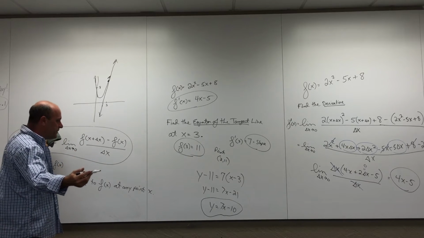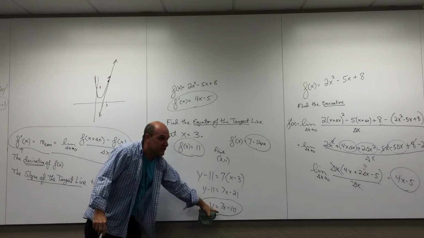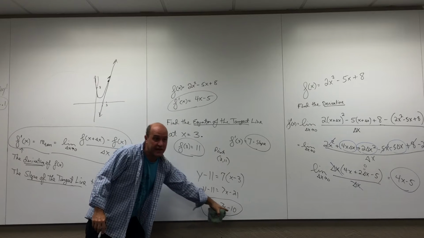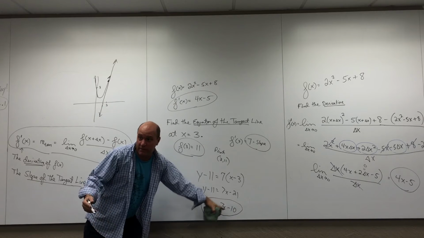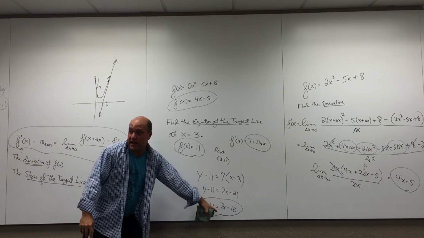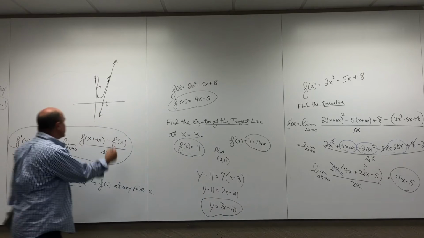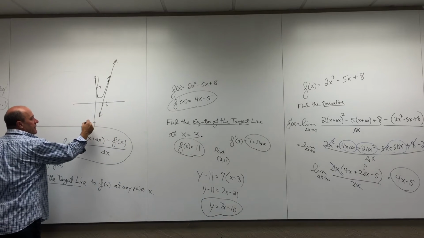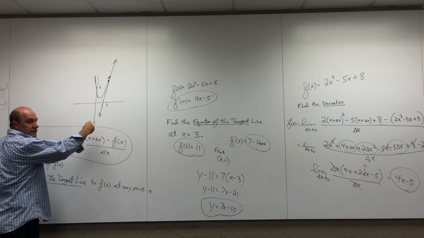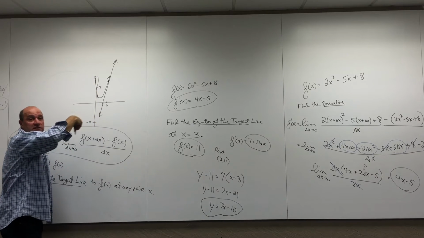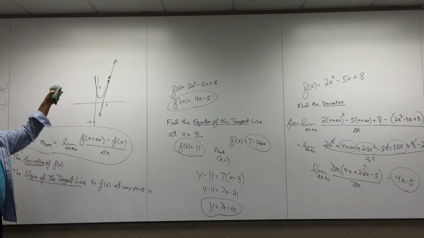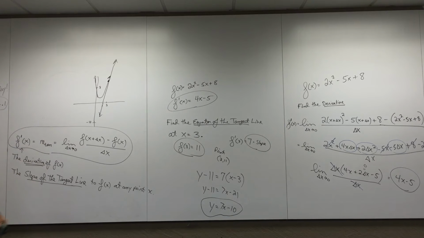What do I have here? I got a line with a slope of 7. It's got a y-intercept of -10, if I know all about algebra. Apparently that's way down here. But it's got a slope of 7. It's a fairly steep line, and it's tangent right there. It's touching the graph at that point.